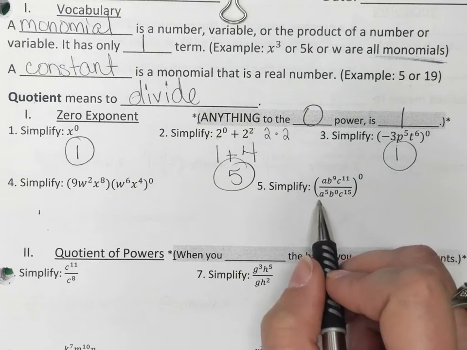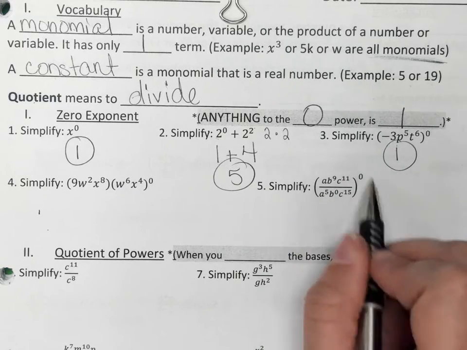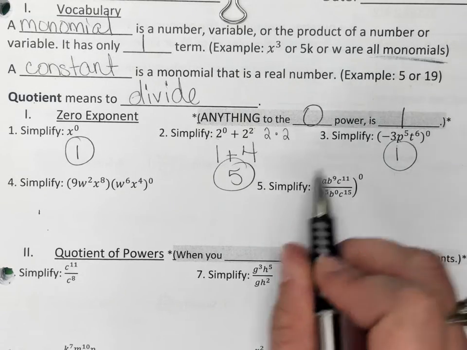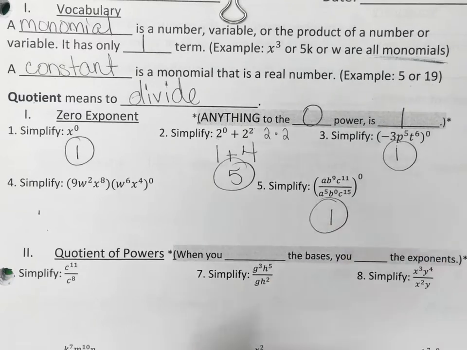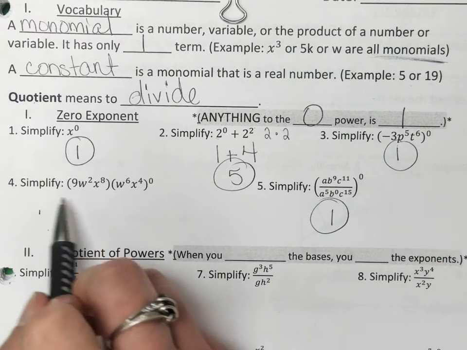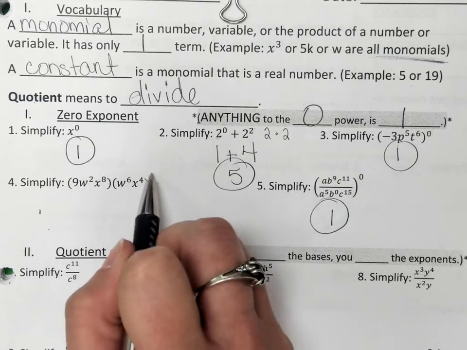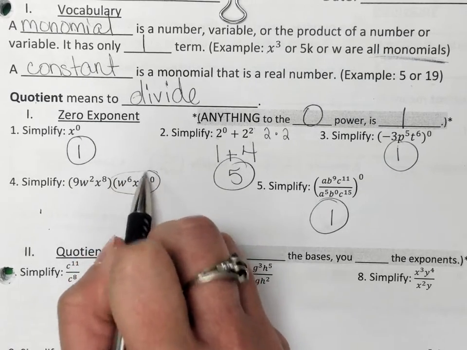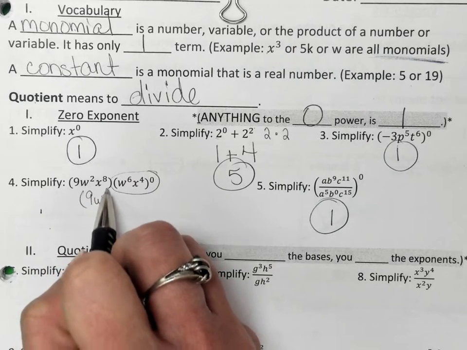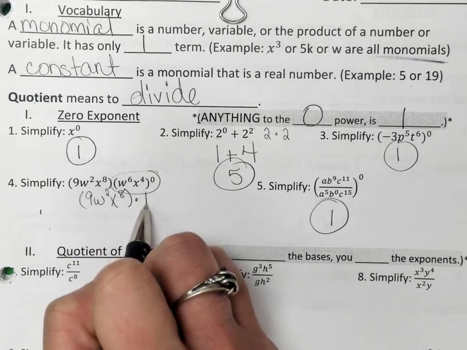All right, what about number 5? Look at number 5. Oh my gosh, look at that scary, crazy mess. 1. It's all 1. All right, what about this one? What's the only piece that's 1? The first piece, the second piece, right? Just that. So I'm going to bring this down. 9w squared x to the 8 times 1.